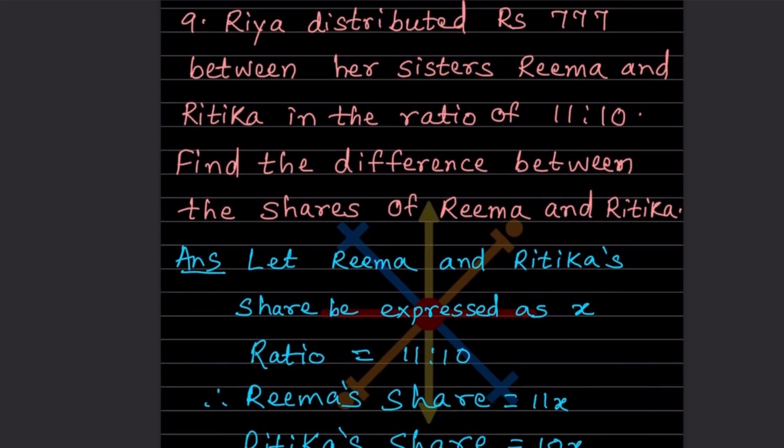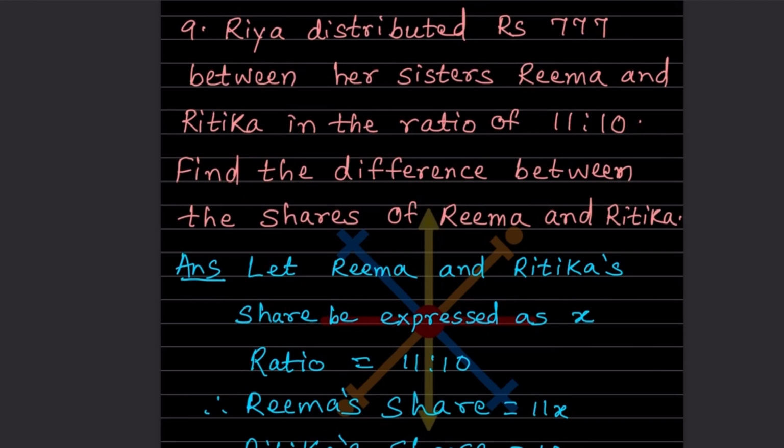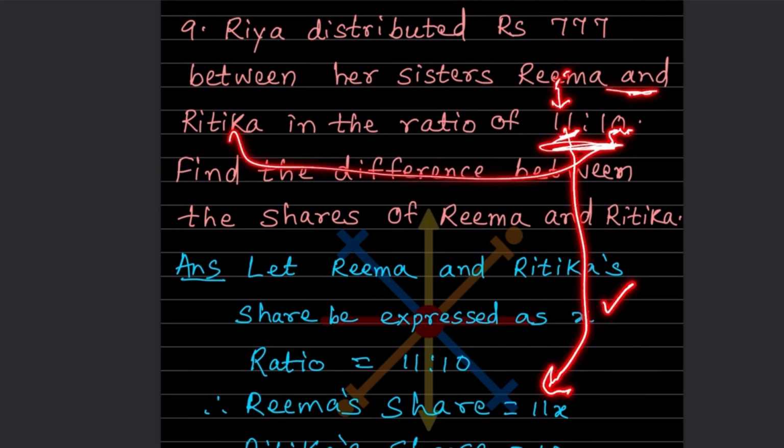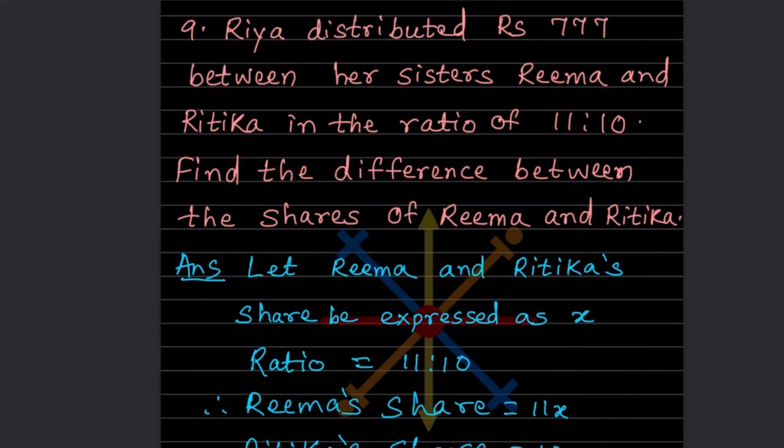So now here, first let us write: let the share be x. We don't know it, and the ratio is given as 11:10. This 11:10 means, see here, this is Rima and this is Ritika. Rima's share is 11, isn't it? And we have considered the share to be expressed as x. So in place of this you are going to write 11x, and in place of this you are going to write 10x. Rima's share is 11x and Ritika's share is 10x.